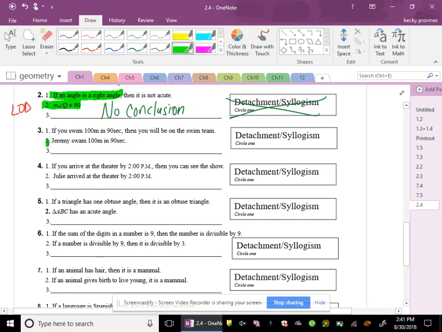All right. Again, notice that is not an if-then statement. So are those the same? They definitely are, because one just says you will swim and the other one just says Jeremy. So we're adding a name to it. This is definitely law of detachment. And I'm going to say Jeremy will be on the swim team.